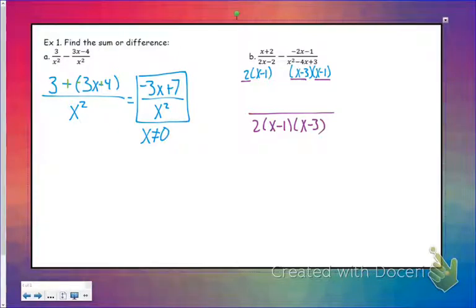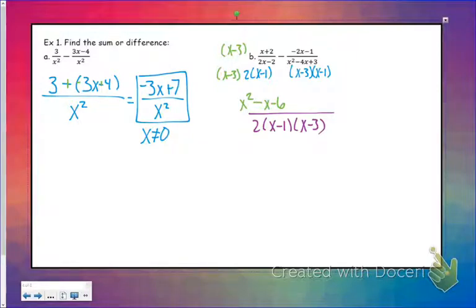Now I need to figure out what these fractions are missing. Let's look at the left fraction. In order to get that common denominator, my left fraction is missing the x minus 3. So the left fraction is going to get multiplied by x minus 3 on the top and the bottom. On the bottom, that gives me the denominator. On the top, I would actually multiply that out, so that's going to be x squared minus x minus 6.